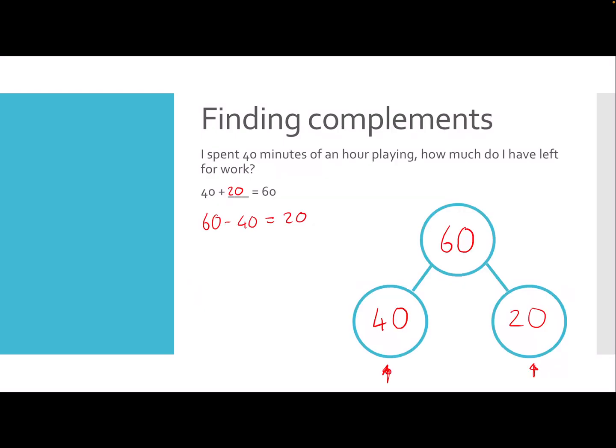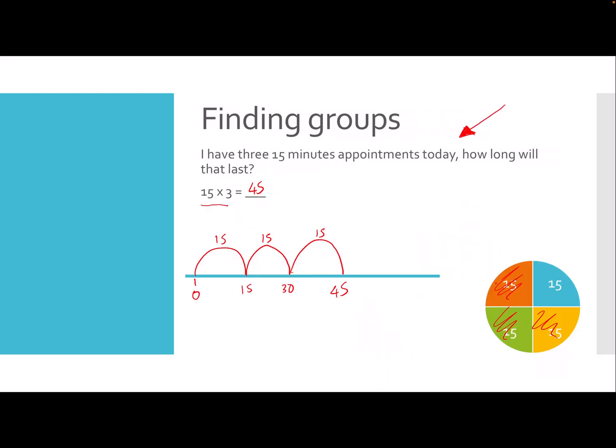Finding complements. I give you a bit of 60. You tell me the other bit. Finding groups. I tell you a multiplication calculation and you give me the answer. Some might be worded, some might not be. If I word them, they might be in minutes or they might be in seconds. And the reason I can do seconds is that minutes are also 60 seconds long. So I can do the same thing with that because it's the same numbers that we're working with. It's still 60.